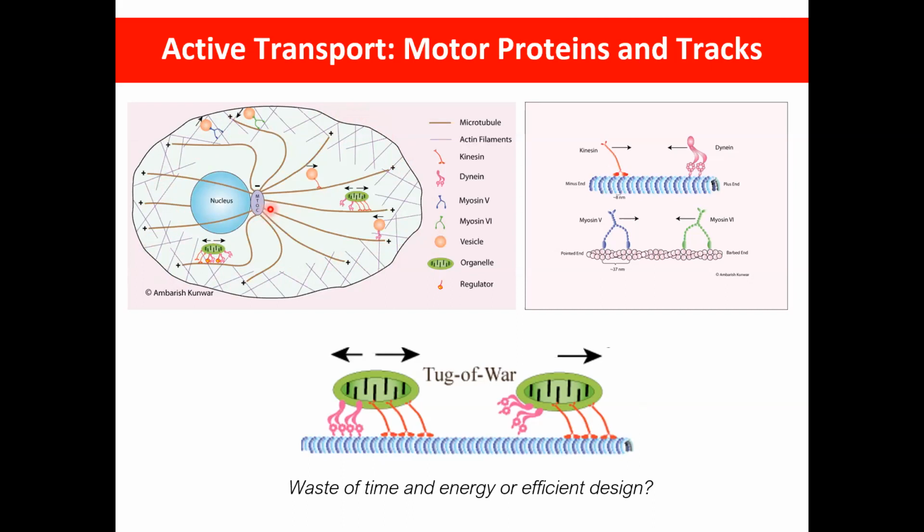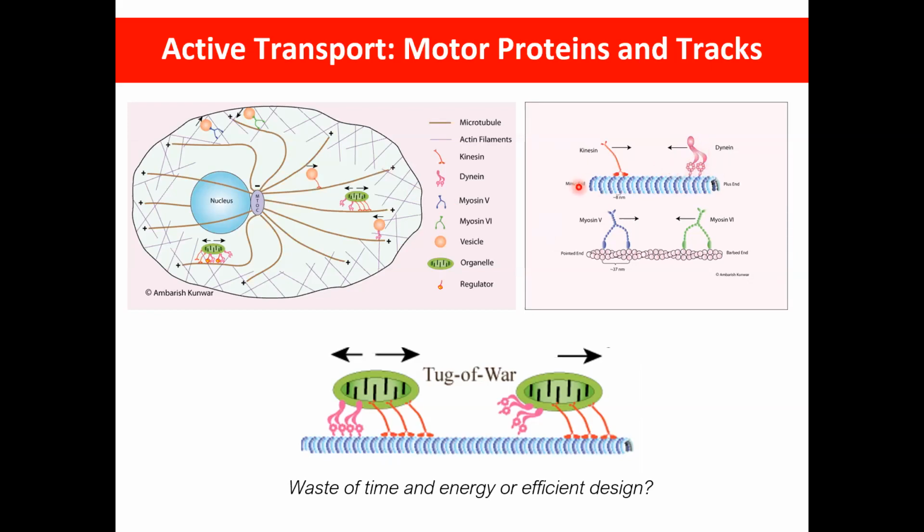So anything which has to go from cell center to cell periphery has to take these highways and then has to switch to these local roads. Similarly, anything which has to go from cell periphery to the cell center has to first take local roads, then it has to switch to the highways. Now, along these highways or microtubules, we have two different types of motor proteins that move. One of them is called kinesin, the other one is called dynein. So kinesin mostly moves from cell center to the cell periphery, whereas the dynein motors move from cell periphery to the cell center.